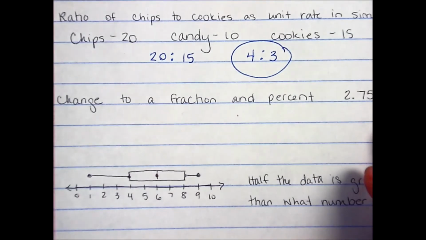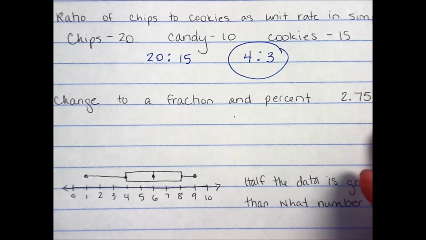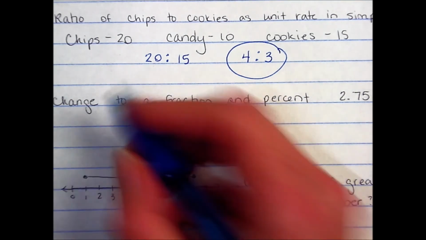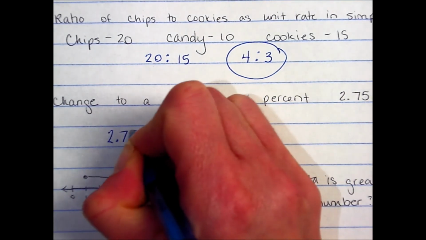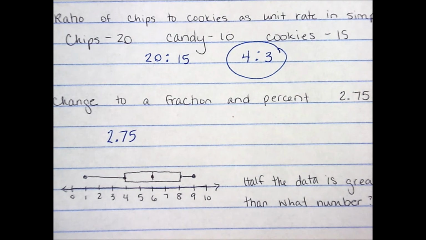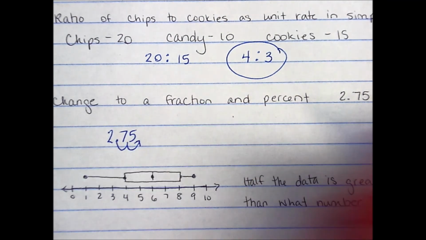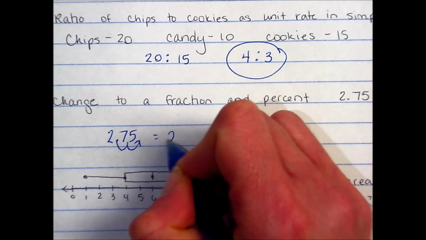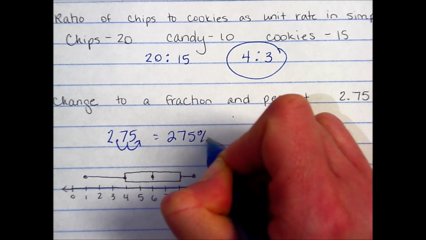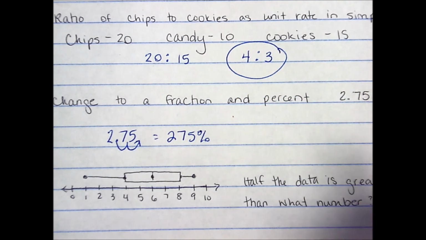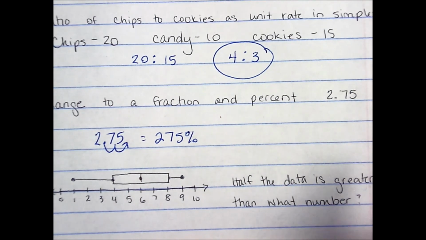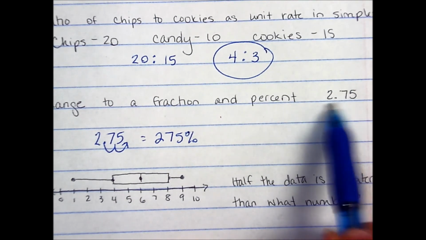Number 5, I'm going to change this number to a fraction and a percent. All right, so if I have 2.75, 2 and 75/100, and I would change it to a percent, all I have to do is bump towards the percent sign. So that would be 275%.